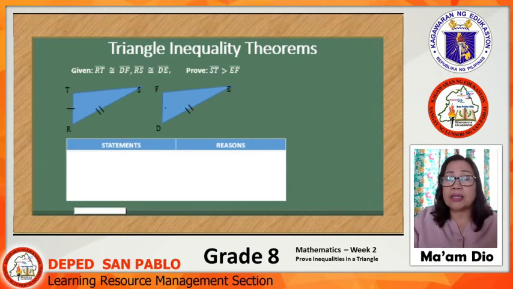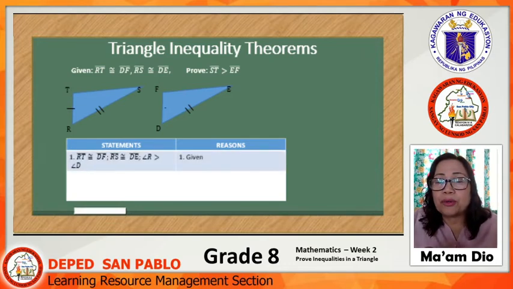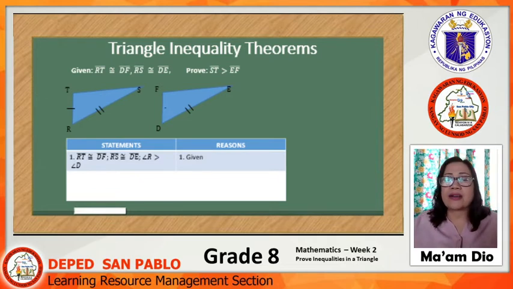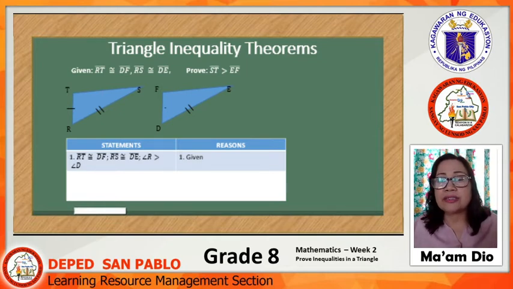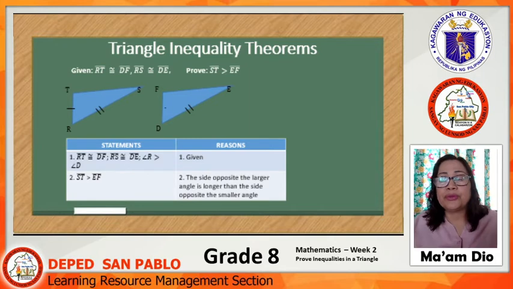Okay, so let's have statement number 1. So, of course, our statement number 1 is always the given statements. RT is congruent to DF, RS is congruent to DE, angle R is greater than angle D. What would be our next statement? Statement number 2 states that ST is greater than EF. Why did you say so? Because it says that the side opposite the larger angle is longer than the side opposite the smaller angle. Yes, that's correct. That is a triangle inequality theorem which we had previously studied.